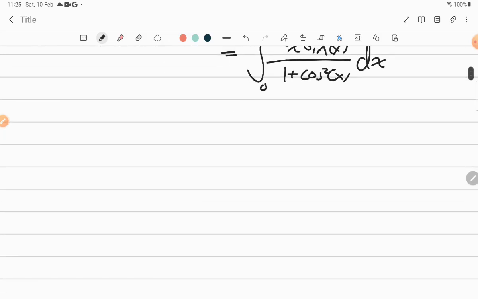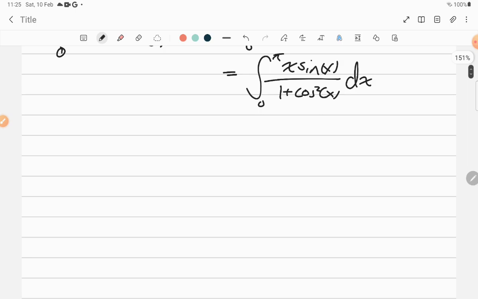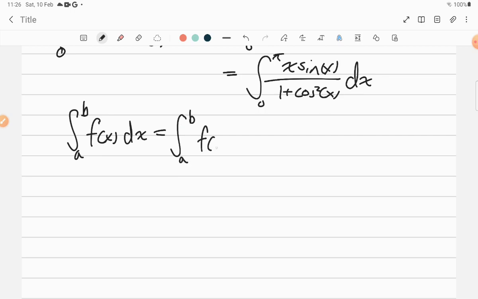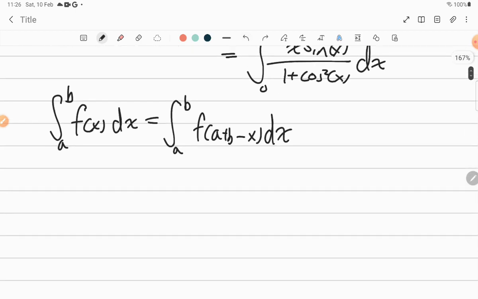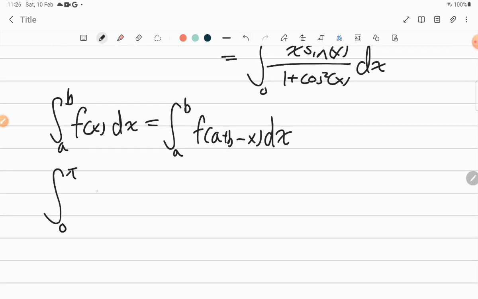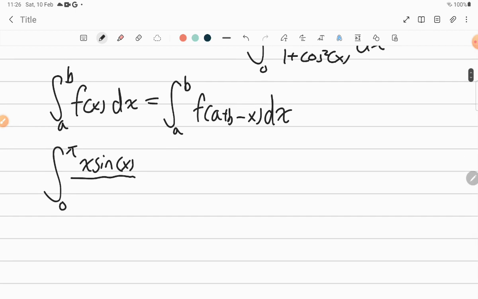Now I believe it is called the king property. I can't exactly remember, but the integral from a to b of f of x dx can be written as the integral of f of a plus b take away x dx. So I will show two methods of solving this integral, one using the king property and the other using integration by parts.